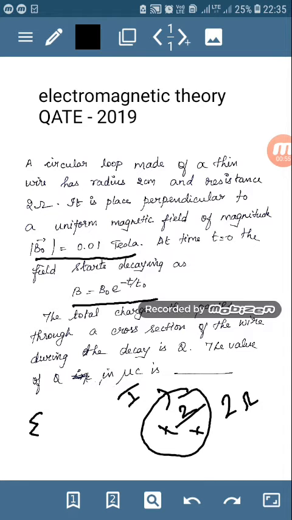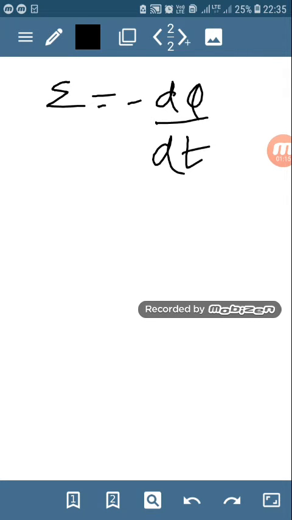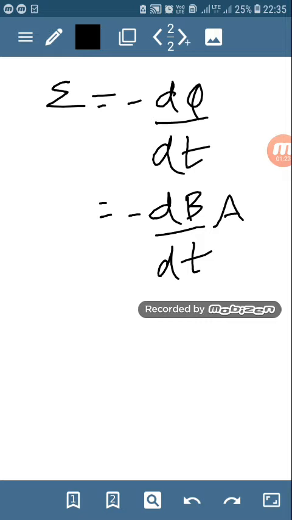So EMF induced is given as minus dΦ by dt, where Φ is the flux linked with the coil. What is the relation between flux and the magnetic field? It can be written as B into area of the coil. So substituting the value for B, we differentiate with respect to time.